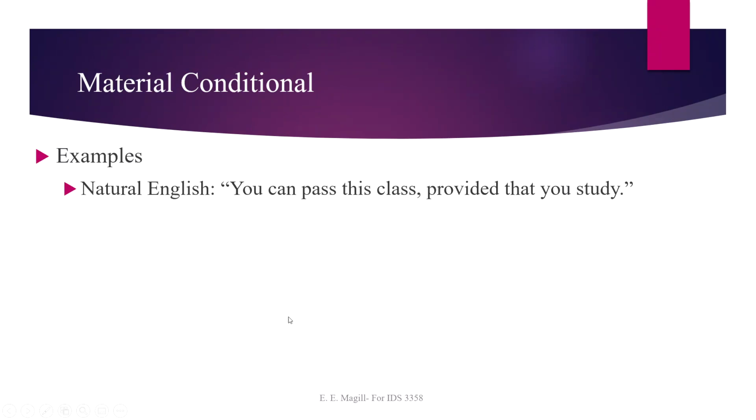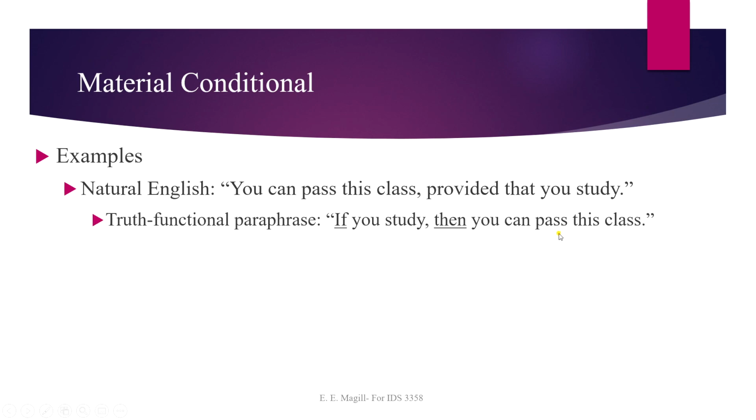Just a couple more. Natural English: you can pass this class provided that you study. Provided that, remember, is just one of the many ways we say if. So that is going to be our antecedent, so we need to move it around in our paraphrase. If you study, then you can pass this class. And then our symbolization is going to be S horseshoe P, S for you actually do study, and P for passing this class.